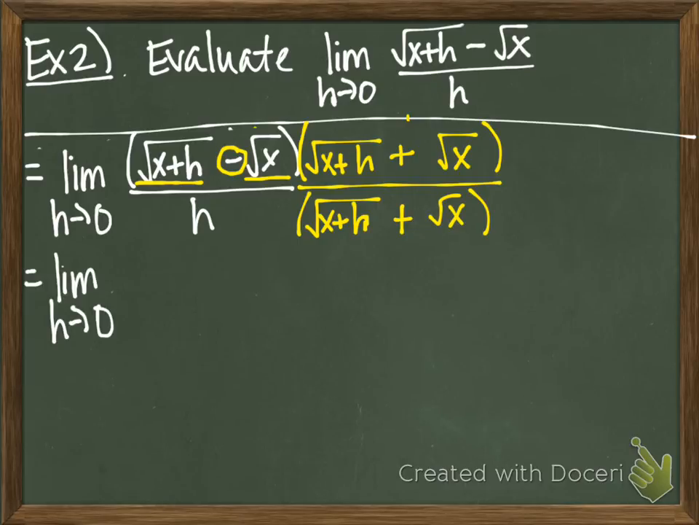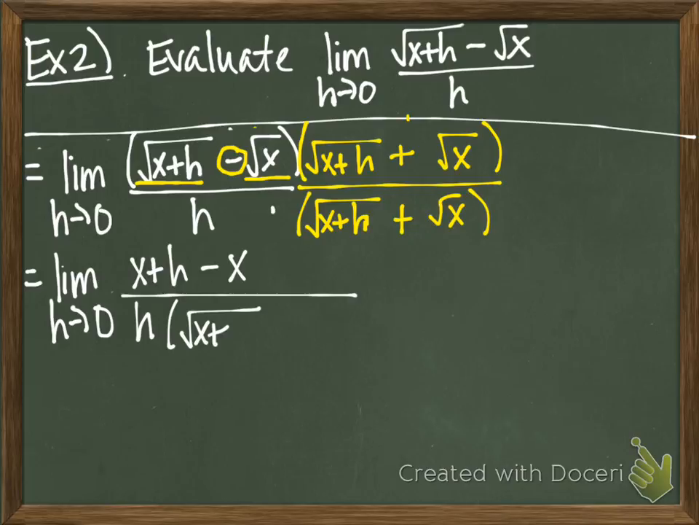So our numerator is now just going to become the square root of x plus h squared. So that's just going to leave me x plus h. Minus the square root of x squared. So that's just going to leave me x. Okay, we can leave my denominator factored. So I'm going to leave the h here, and then I'm going to leave this piece all factored.